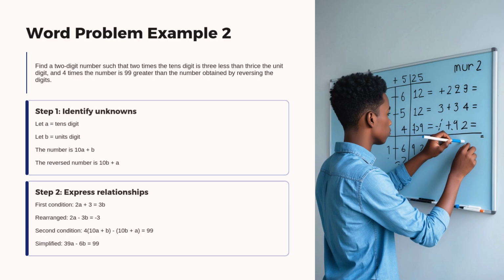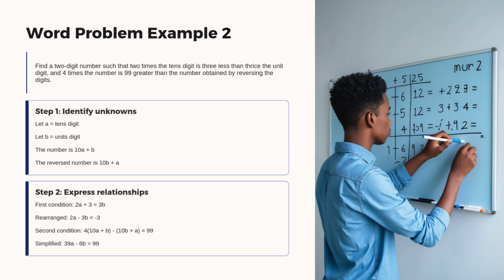The original two-digit number is 10a + b. This follows from positional notation. The tens digit contributes 10 times its value, and the units digit contributes its own value. The reversed two-digit number is 10b + a. This results from swapping the digits so the original units digit becomes the tens place and vice versa.